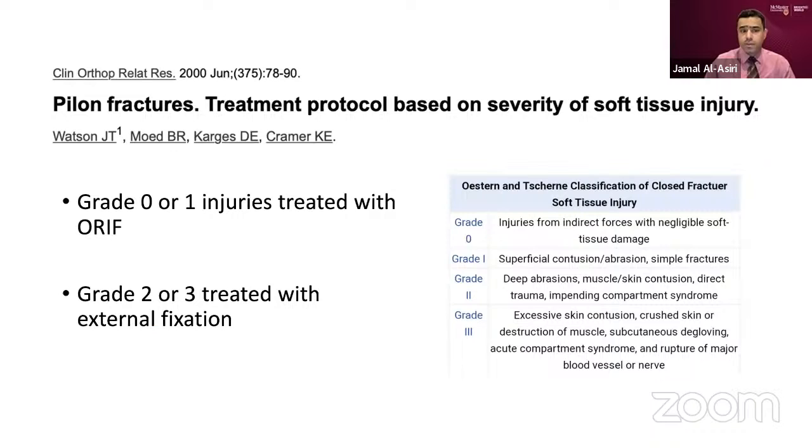In general, the severity of the soft tissue injury might dictate the treatment protocol, which was suggested by Watson in 2000. When you talk about the Tscherne classification for closed fracture soft tissue injury, if it's grade 0 to 1, which is minimal soft tissue injury, you can treat it with open reduction and fixation. But if you have beyond that, with a deeper soft tissue injury, then you may proceed with external fixation as an initial treatment plan.